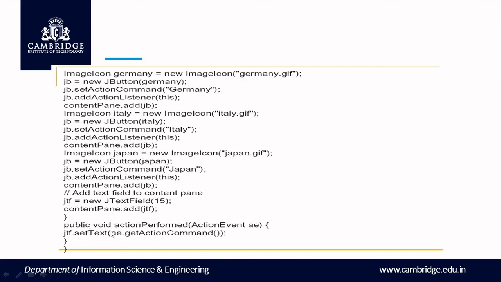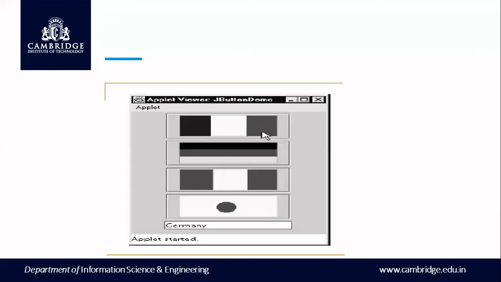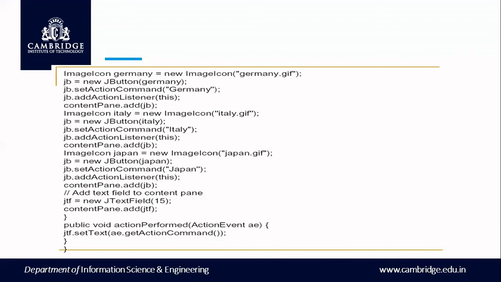Next, public void actionPerformed. So whenever this action is happening, what is the action that has to be performed? That is specified here: JTF dot setText, AE dot getActionCommand. So whichever button you press, according to that button, there is a text that will be displayed. What is this JTF? The text field. JTF dot setText means that in the text field, whenever the button is pressed, a text is displayed.